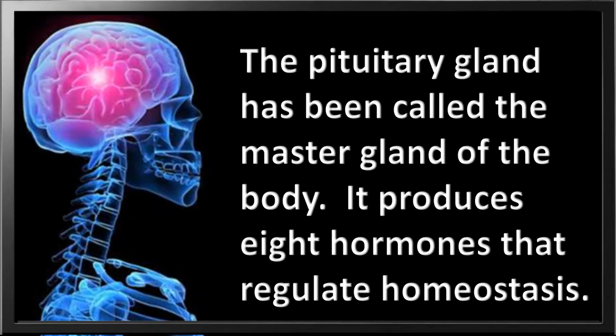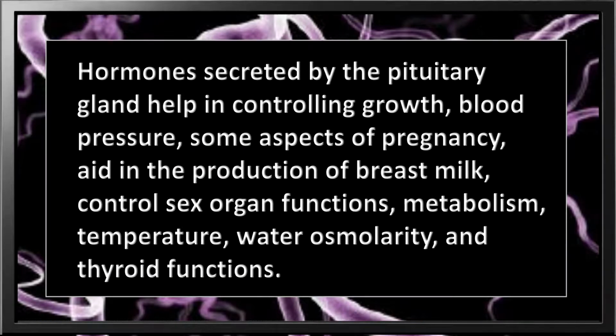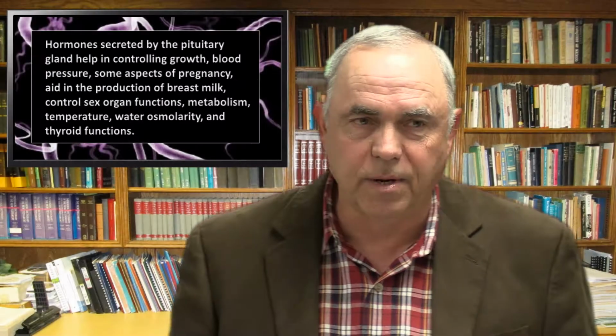The endocrine system. The pituitary gland inside your body, the master gland of the body, produces at least 8 hormones. It controls growth, blood pressure, some aspects of pregnancy, the production of breast milk, control of our sexual organs, metabolism, temperature, osmolarity, and thyroid functions. You would be dead without a pituitary gland. How did the body come up with that gland to control 8 different functions? How did evolution describe that?